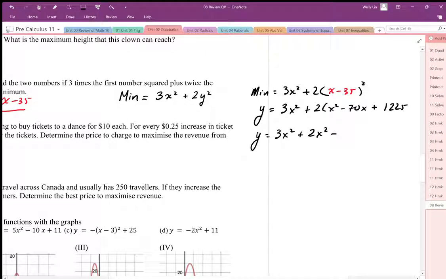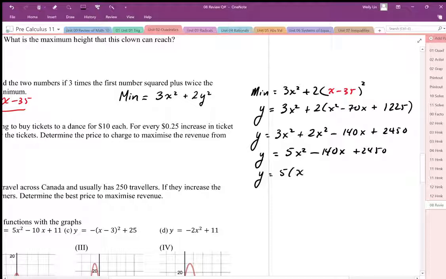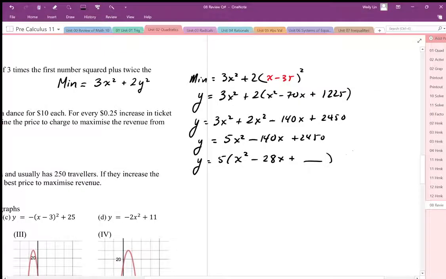minus 140x plus 2450. So we end up with 5x squared minus 140x plus 2450. So I'm just going to complete the square for this. So factor out the 5. So 5 divided by 5 into that is going to be x squared minus 28x plus blank, and then plus 2450.